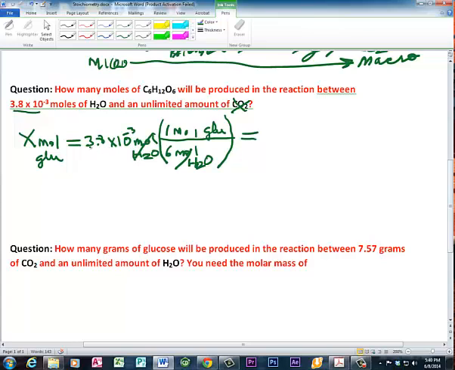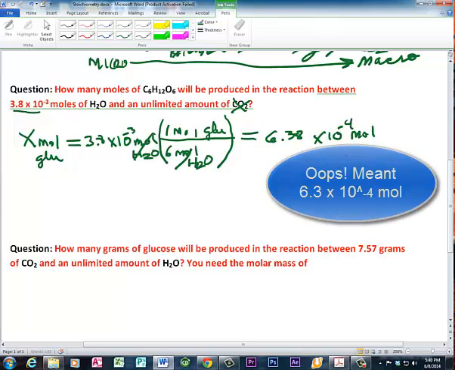So in my calculator, I'm going to put 3.8 times 10 to the minus 3 divided by 6, and that gives me 6.38 times 10 to the minus 4 moles of glucose.